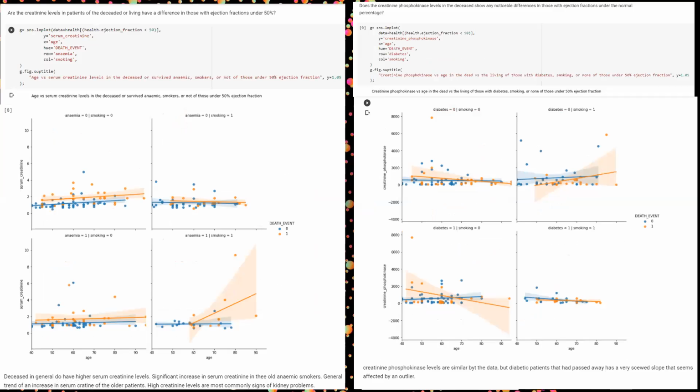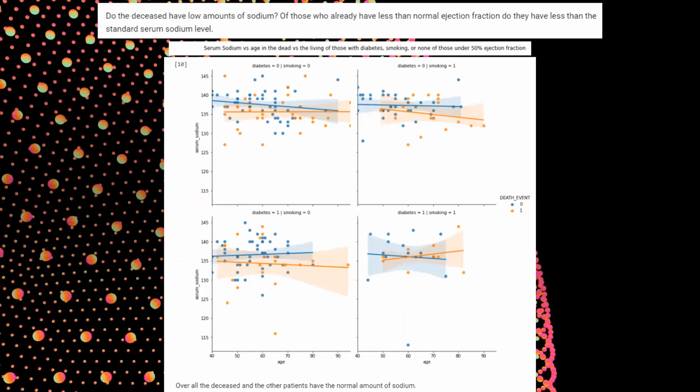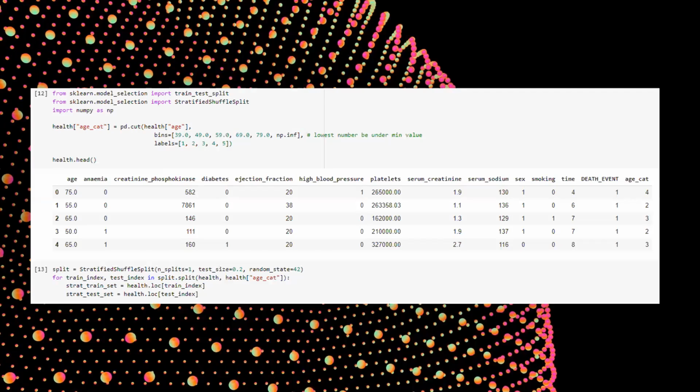Then I tried looking at age and the serum creatinine, and you could see that the ones that had passed on almost always had a higher amount. It wasn't by much, but they were always higher. Nothing really came up in their creatinine phosphokinase levels. And for sodium, the deceased definitely had a little lower, but not by much, so it didn't have too much play. All of that was in normal sodium levels.